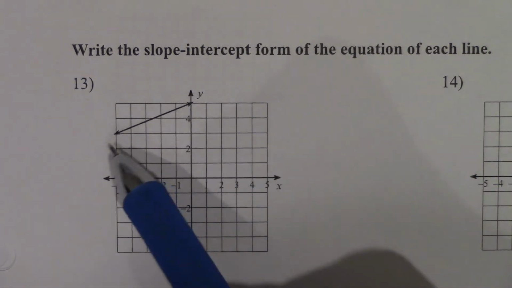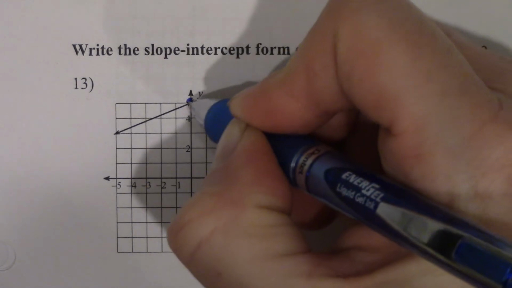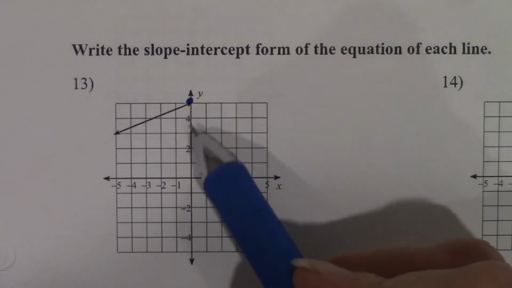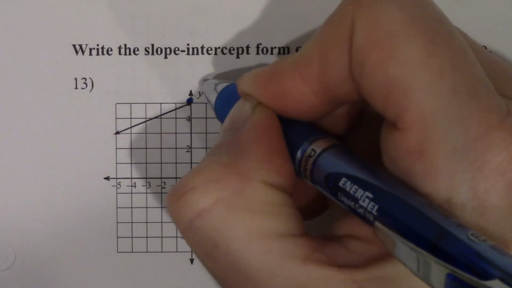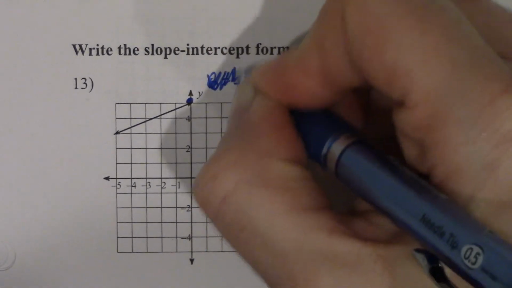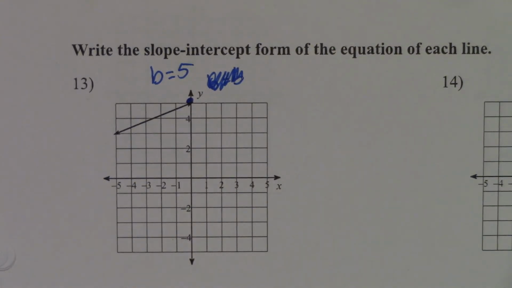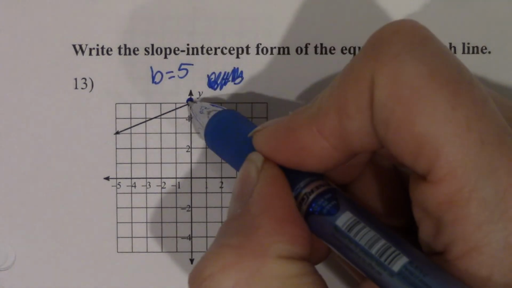So on this line right here, it's going to cross the y-intercept, and on all of your problems, it's going to cross the y-intercept on a corner of a square, okay? So here, our y-intercept is 5. That's 2, 4, and I have to count one more up. It's 5. So b equals 5. That's my y-intercept, and now I just need to figure out my slope, and I can write my equation for a line. So this is my beginning point.